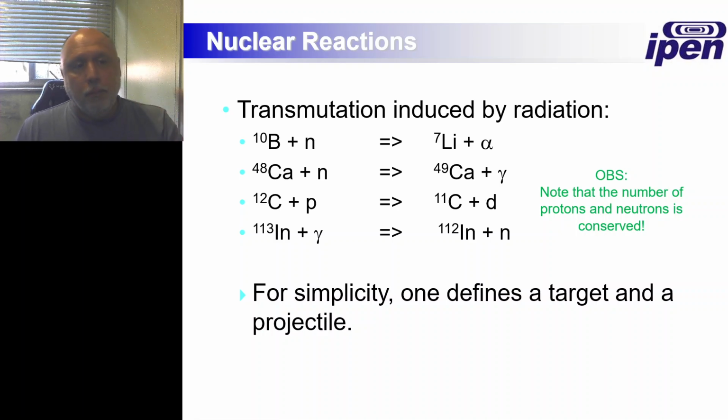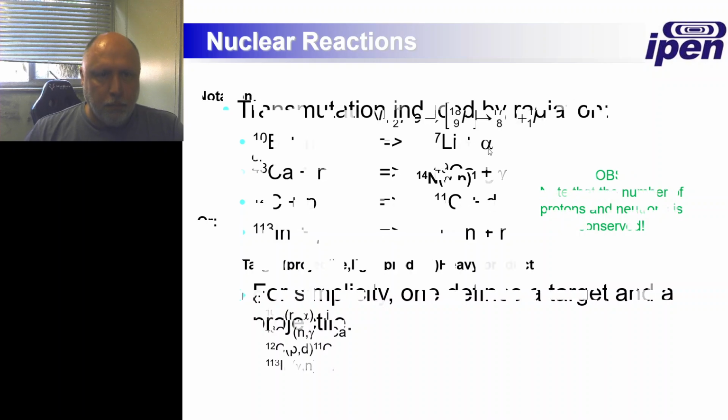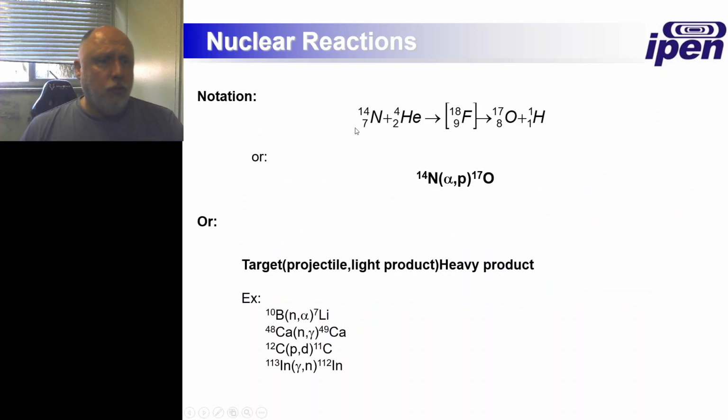So to simplify things, we define the lighter particle as the projectile, as the beam, and the heavier particle as the target. Same thing here, we say we are left with these nuclei and these are the particles, just for simplicity. Well, the notation. So now we have, for instance, nitrogen 14 with a helium beam incident on it, or as I said, it could be the opposite.